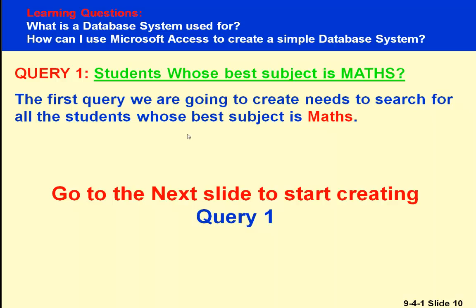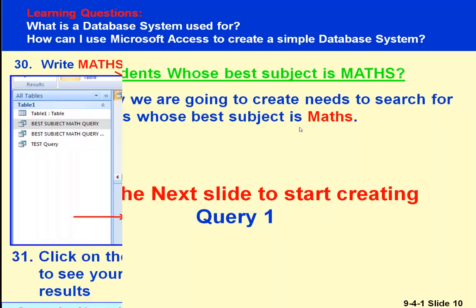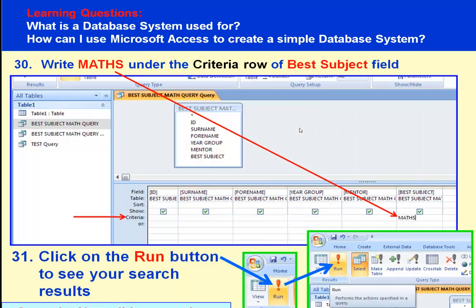We have information in our table, and what we need to do is create a query that needs to search for all the students whose base subject is maths. And this is what I'm now going to be showing you. But before we begin, there is only one thing you really need to know. Once you've followed the notes, you will have to come up with this screen. This is the only thing you need to know to be able to understand how queries work.